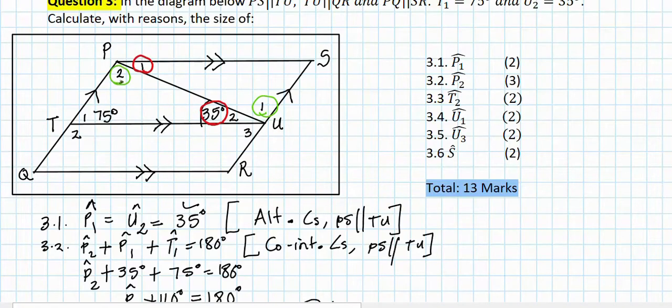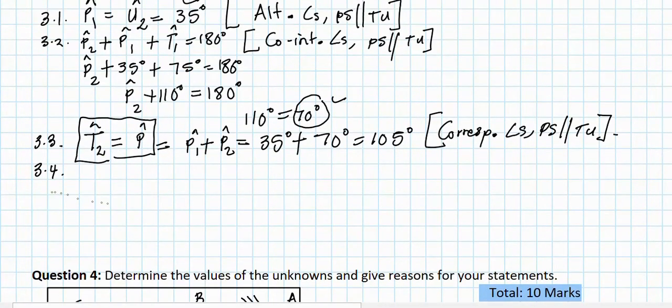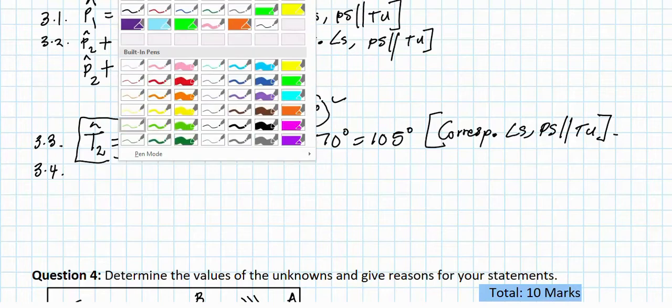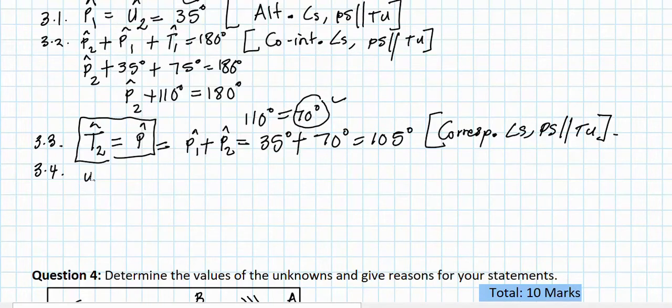So we can see that U1 is equals to P2, right? By what reason? We can see the Z formation here. We know that this is parallel to that, right? So I'm going to say U1 is equals to P2. Let's put that in writing. Angle U1 is equals to angle P2.